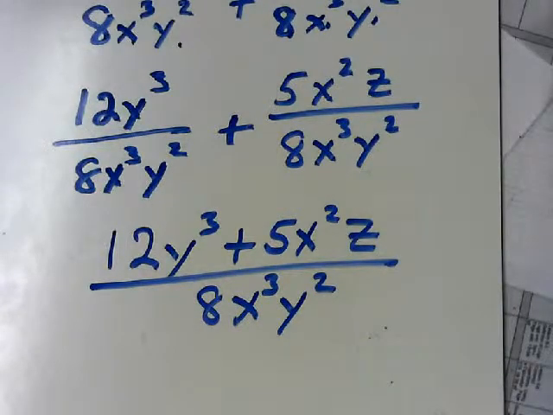If there were like terms, I would add them together. But there are no like terms between 12y cubed and 5x squared z. Right? There isn't any. That wasn't so bad, now was it? Ready for part 2?